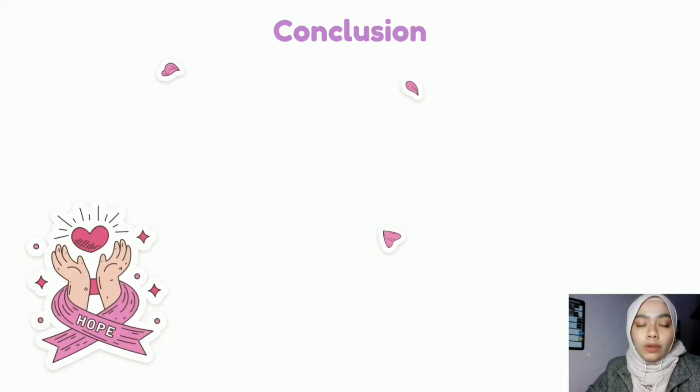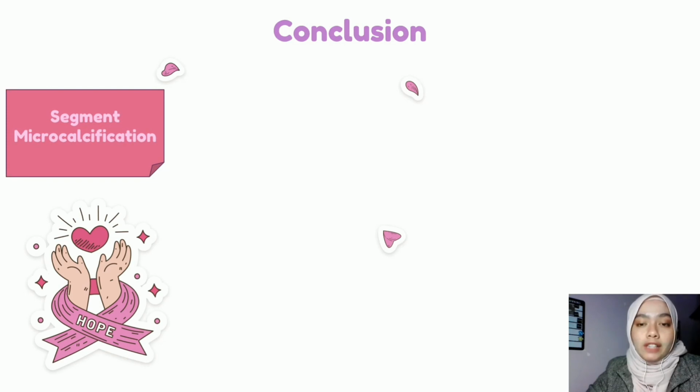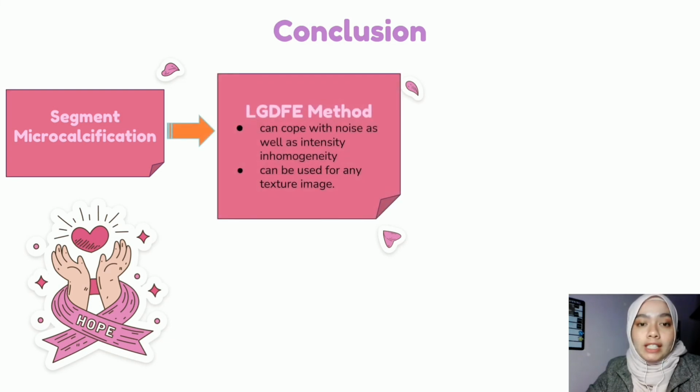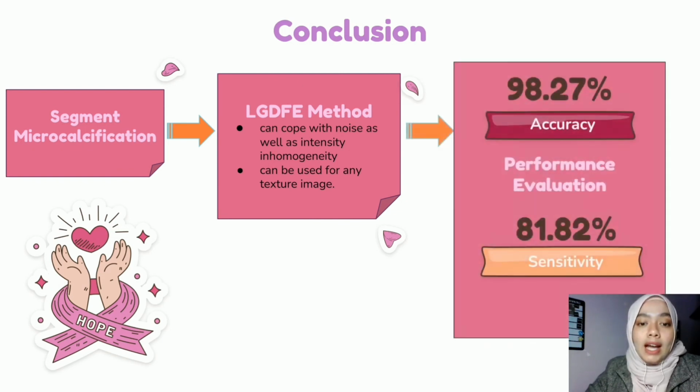Next, we move on to the conclusion. The main objective of this study was to segment all the microcalcifications in mammogram images. The LGDFE method can cope with noise as well as intensity inhomogeneity, and it can be used for any texture image. Hence, the experimental results are excellent with accuracy of 98.27% and sensitivity of 81.82%. As a result, the LGDFE approach has proven to be reliable in effectively segmenting microcalcification. Therefore, it can be stated that the active contour by LGDFE was effective in achieving all of the study's objectives.